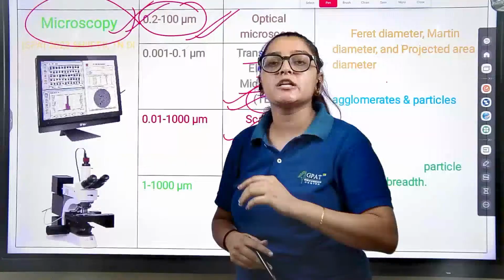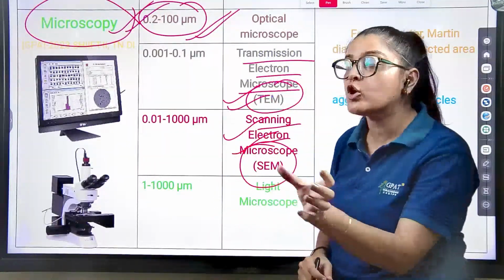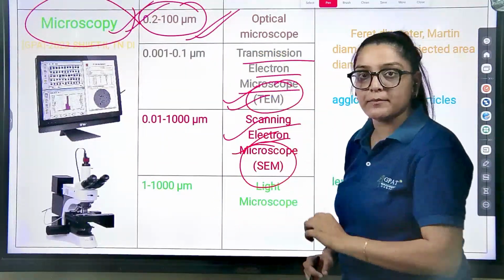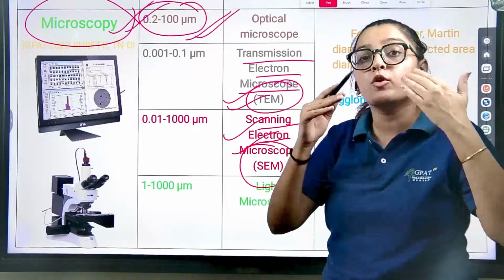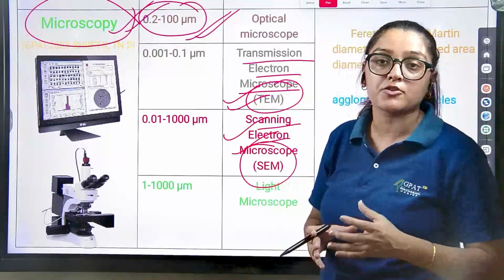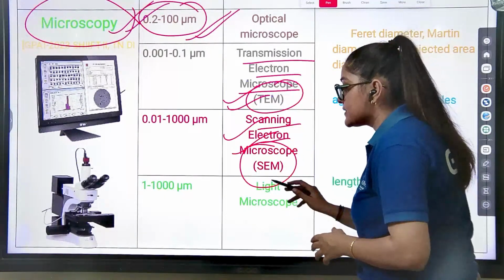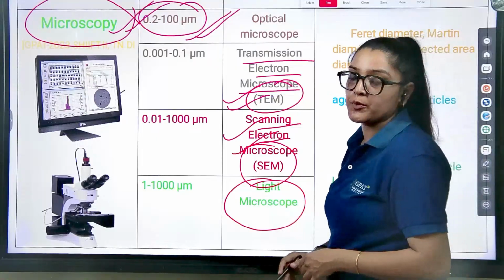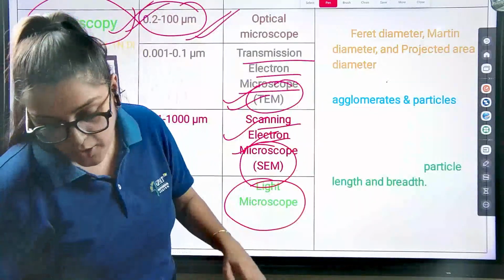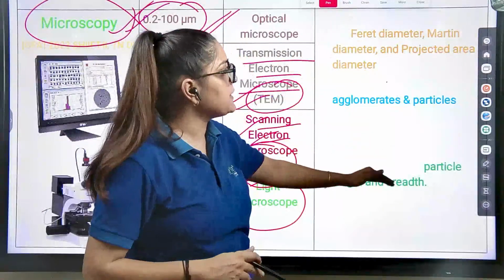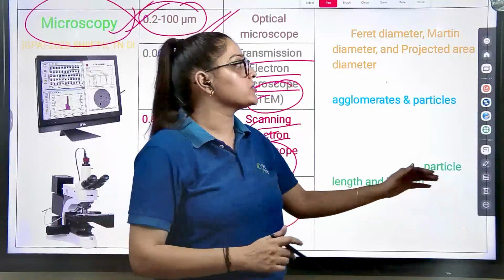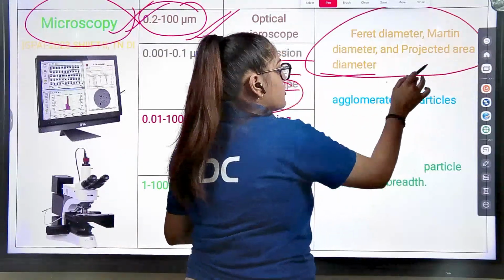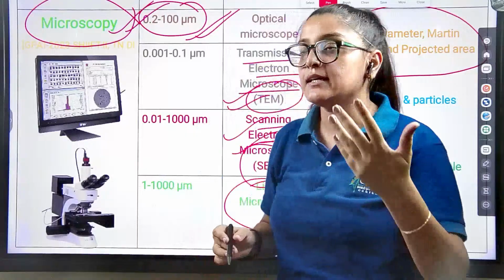Because of the traditional issues in the optical microscope, we have the electron microscope, SEM and TEM, to study the morphology as well as the internal structure of the particle. Then we have a light microscope. Next, you can also spot there are multiple diameters written here. The types of diameter are also mentioned here, which I will discuss later on.